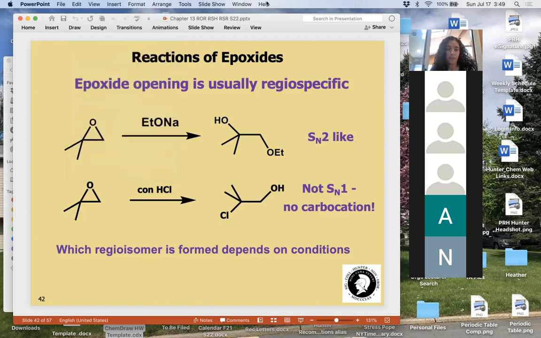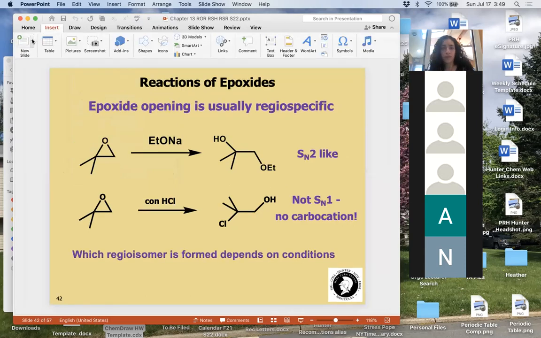What am I doing? I gotta insert new slide, blank screen.